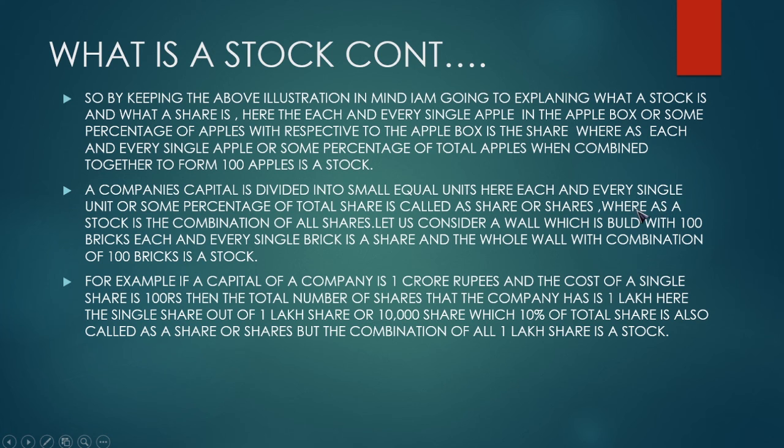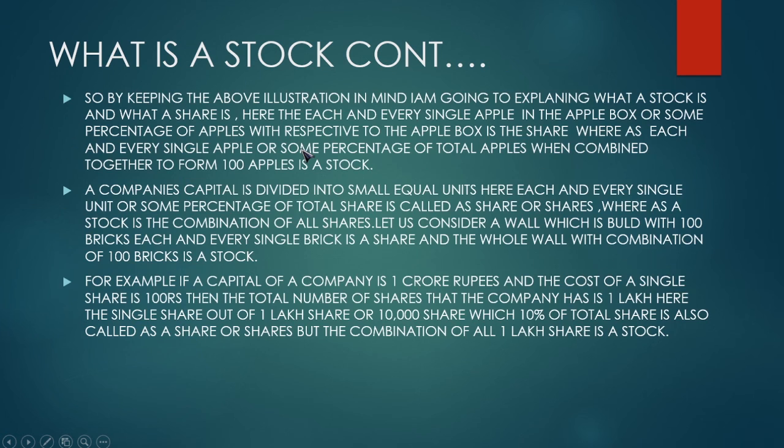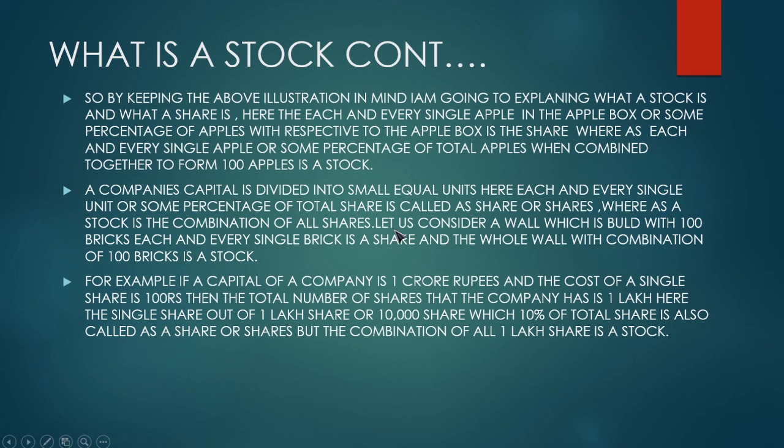Whereas a stock is a combination of all shares. Very simple: stock is nothing but a combination of all shares, that is, the combination of all the 100 apples is a stock, but a single apple or some percentage of apples is a share. That's it. So let's take another example.